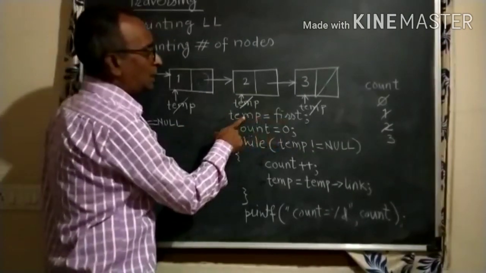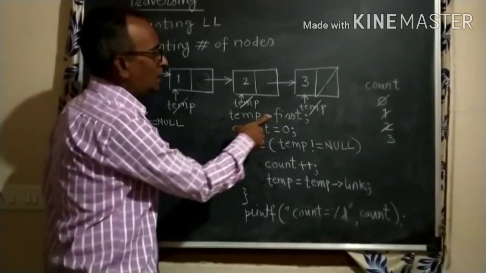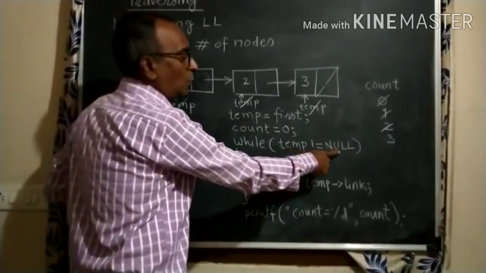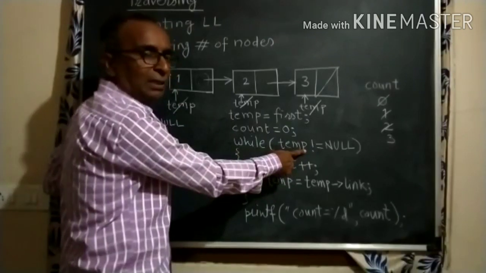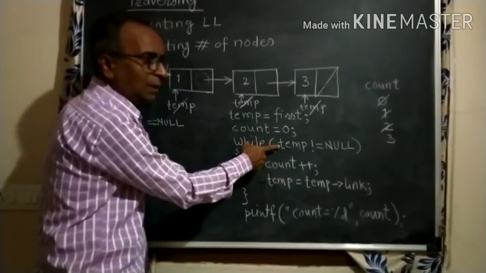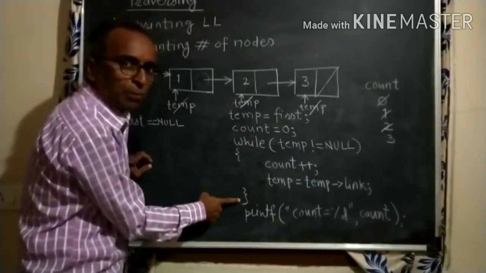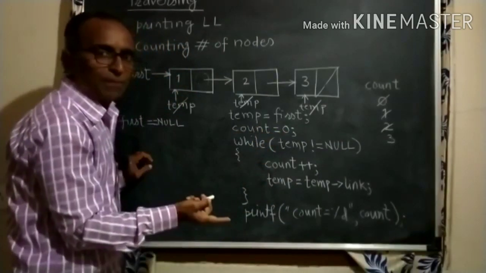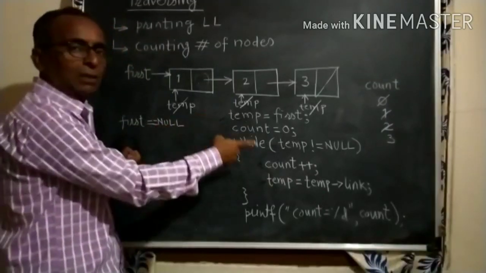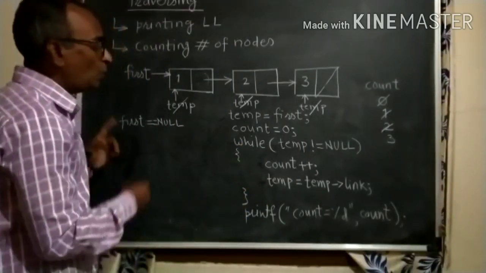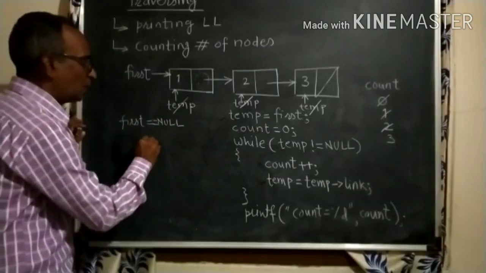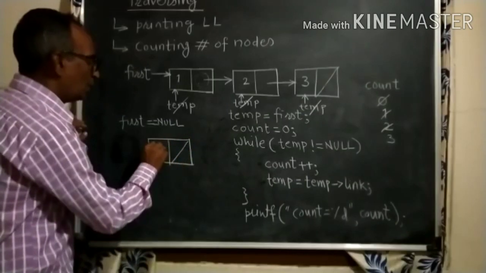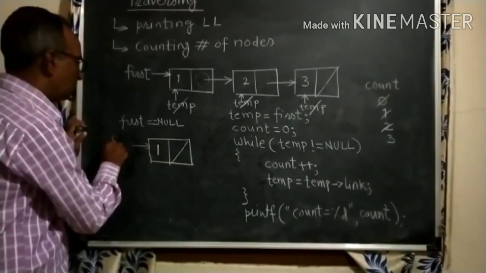See, first is given to temp. Means null is given to temp. Count is 0. Temp not equal to null, but it is null now. When empty list null, this condition is false, it will come out of this loop. Printf count. What is current count? Count is 0, not changed. So if empty list is given, count will be same. If only one node is present, assume that only one node, and this is pointed by first.